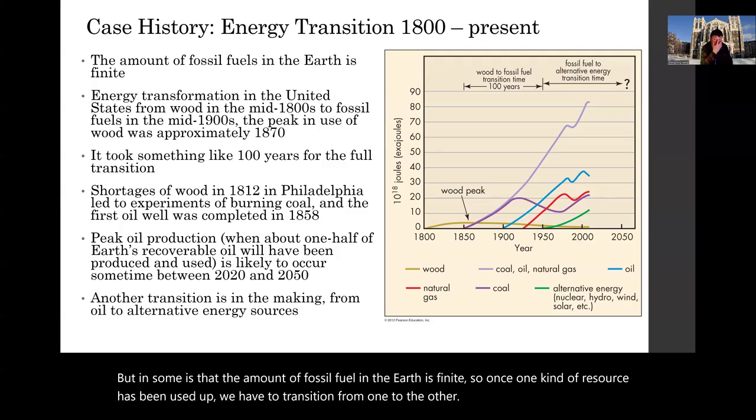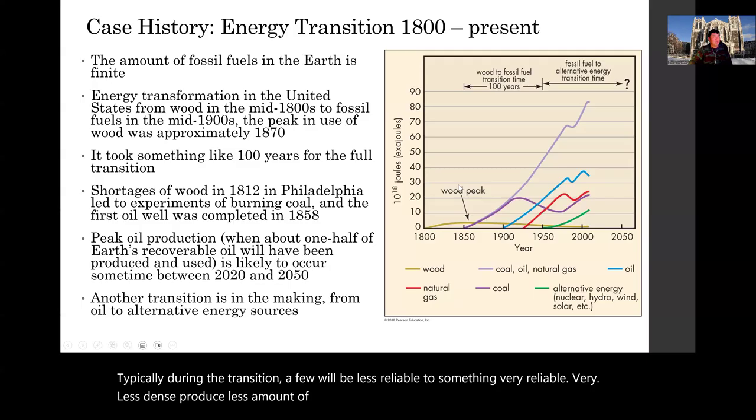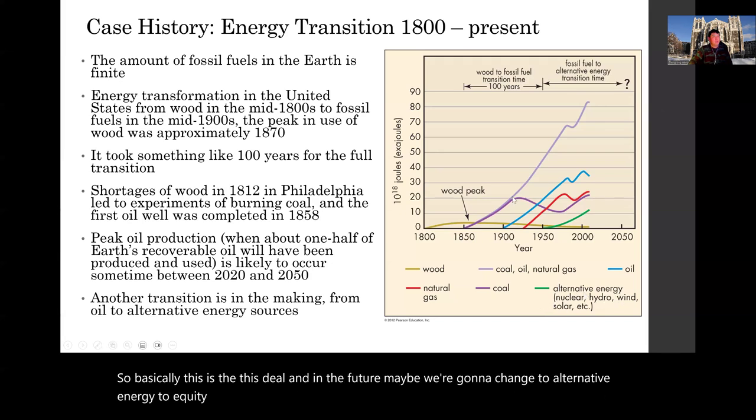Typically, during the transition, the fuel goes from something less reliable, very less dense, producing less energy per kilogram, like wood, to something in a more concentrated form. So basically, this is the deal. In the future, maybe we're going to change to alternative energy, nuclear energy, solar energy. Because again, it comes down to diffusive energy: how can we concentrate this diffusive energy?